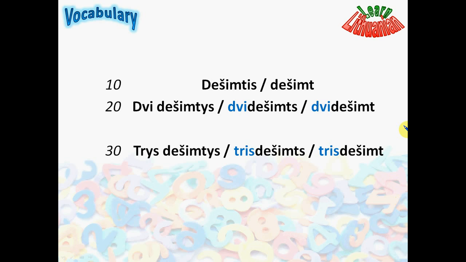But actually dvidešimts and trisdešimts and keturiasdešimts are still used in modern Lithuanian. They are still used in spoken Lithuanian and colloquial Lithuanian. They are still often used, and it doesn't matter whether you say dvidešimt or dvidešimts, trisdešimt or trisdešimts. These words mean the same.